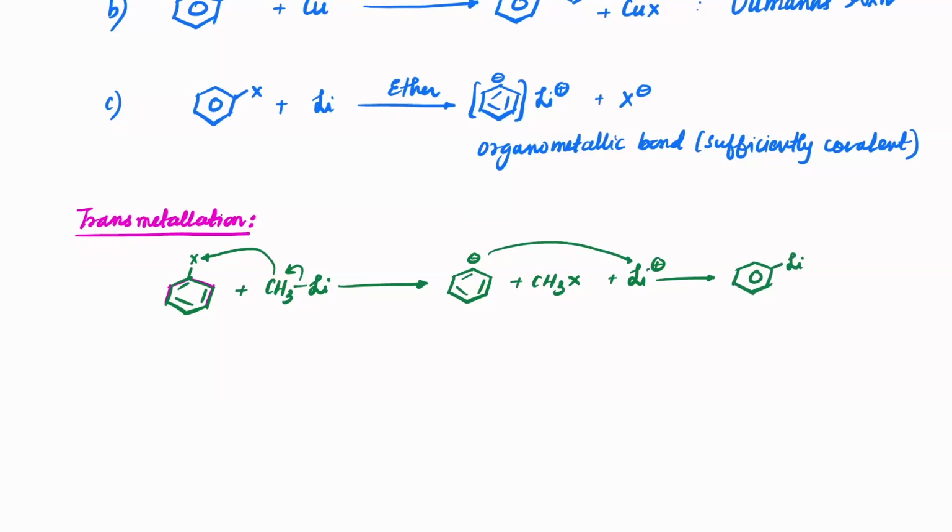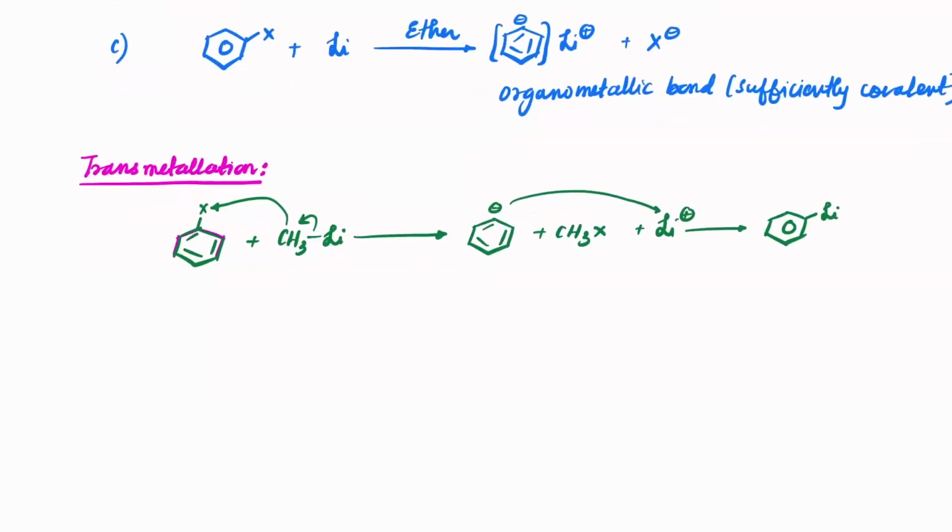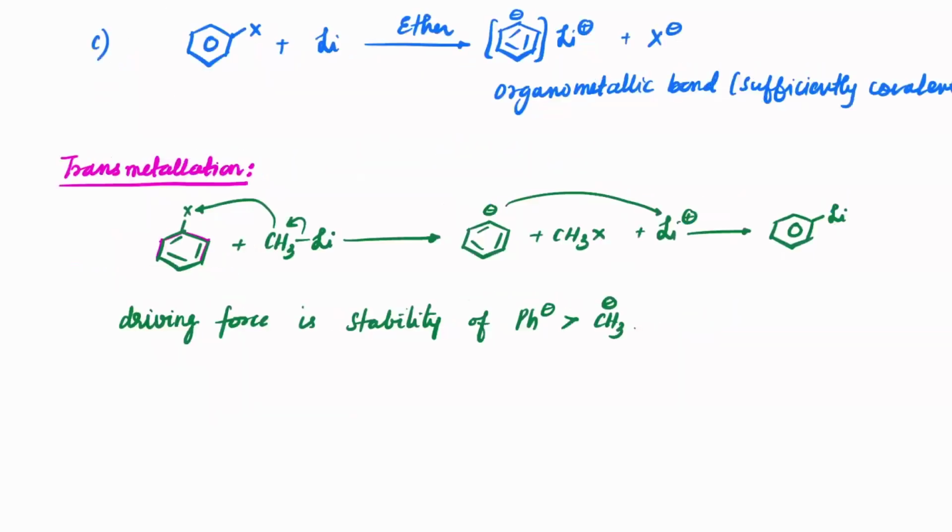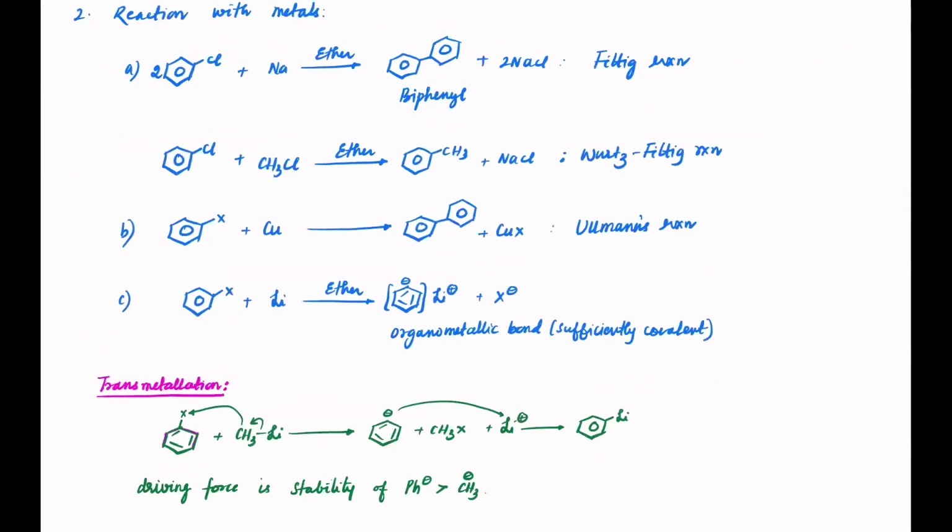Okay. Why is this happening? The driving force here is the stability of Ph minus, which is greater than that of CH3 minus. Okay. So that's the reason why this transmetallation will happen. Clear, everyone? This is about reactions with metals.